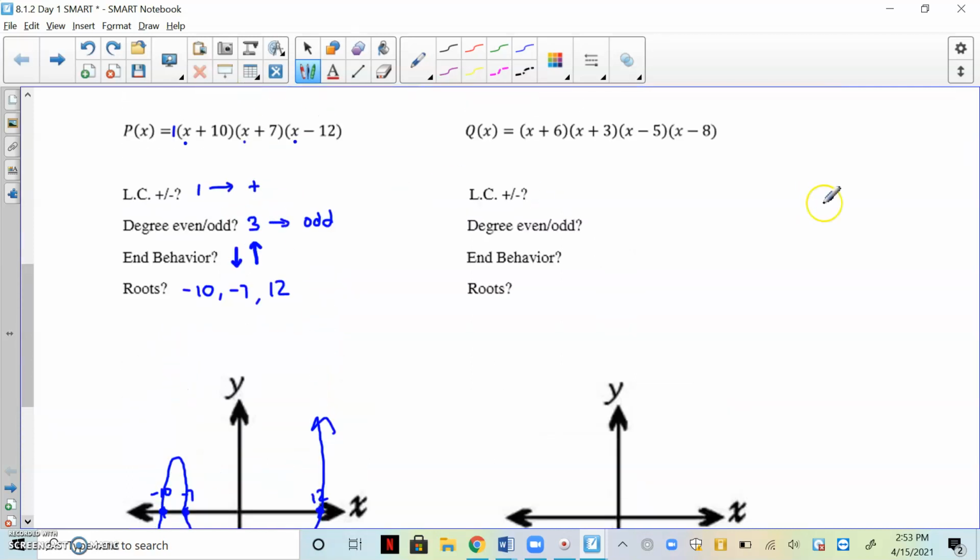All right, let's do one more of these before we move on. So we have 4 factors here. Our leading coefficient is going to be positive again because there's no negative sign here.